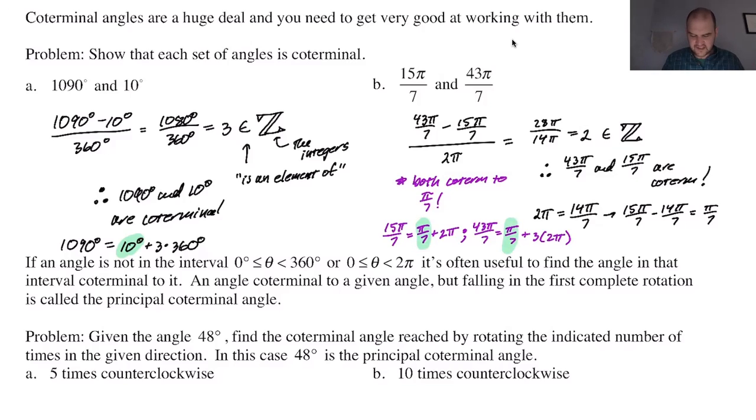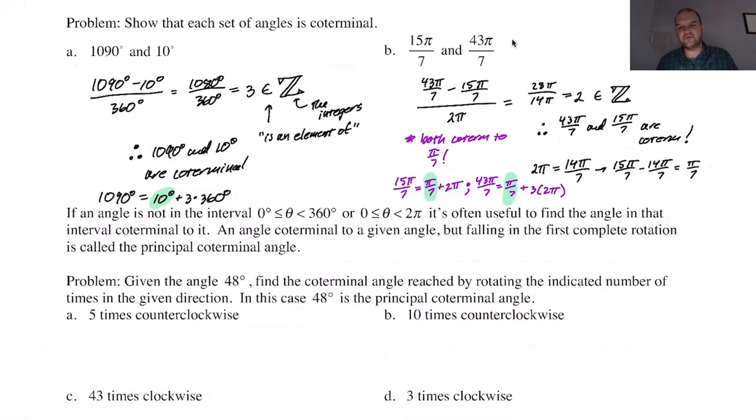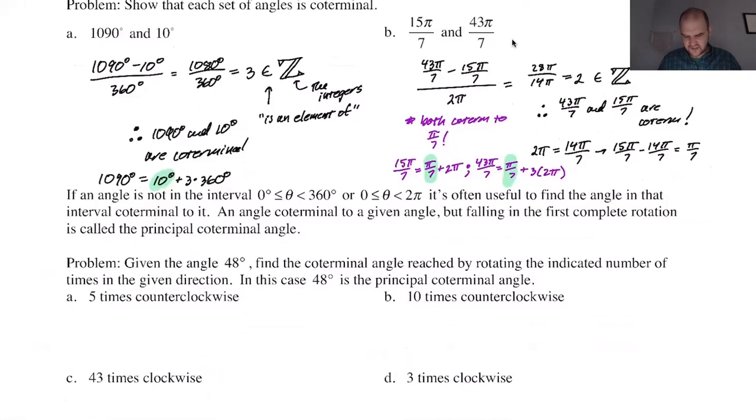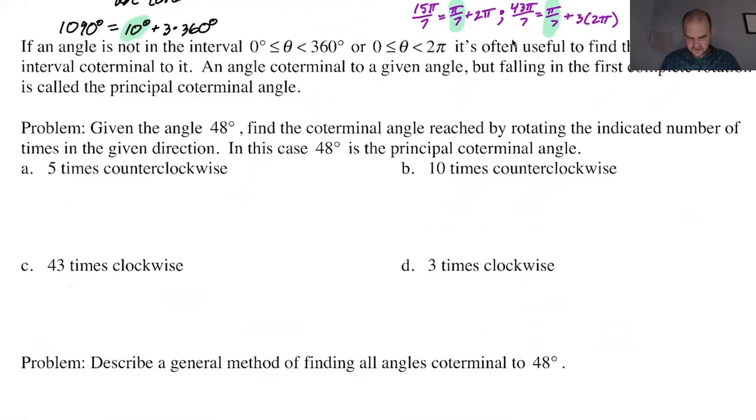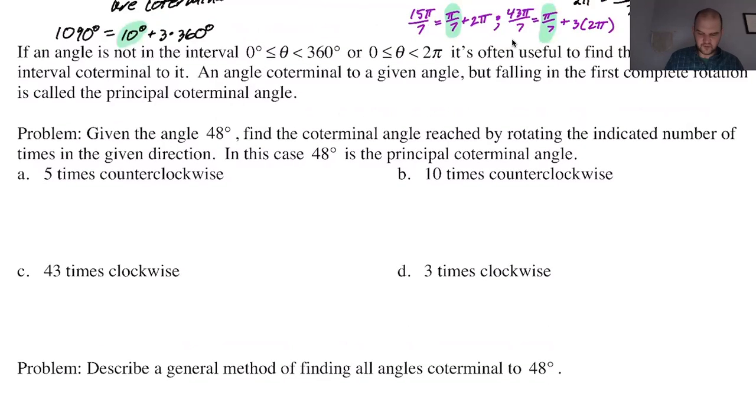So you spend an inordinate amount of time thinking about principal coterminal angles because they're in that first revolution, right? So anything that's true for those will be true for anything coterminal to it. It simplifies your work. So let's see if we can do this. Given the angle 48 degrees, find the coterminal angle reached by rotating the indicated number of times in the given direction. In this case, 48 degrees is the principal coterminal angle, which we know because 48 degrees is between 0 and 360, and that is what's required of that angle.